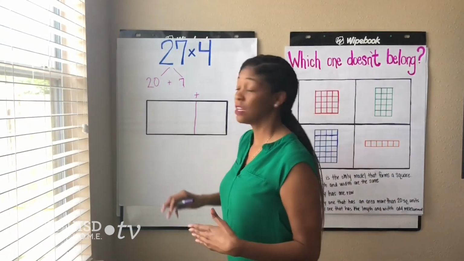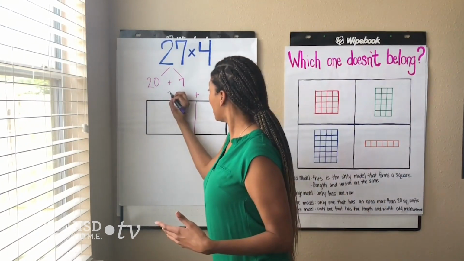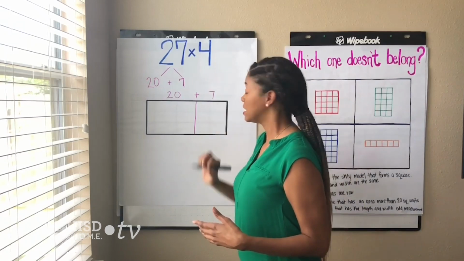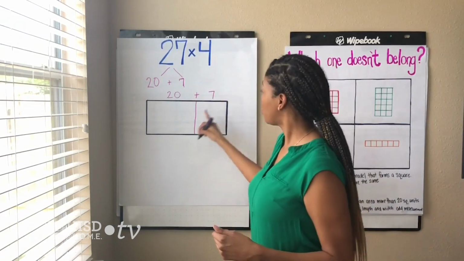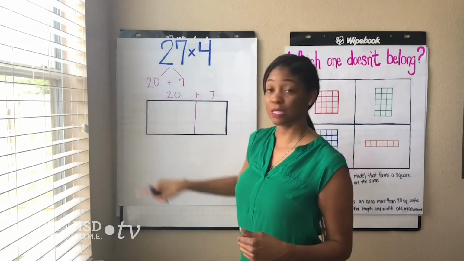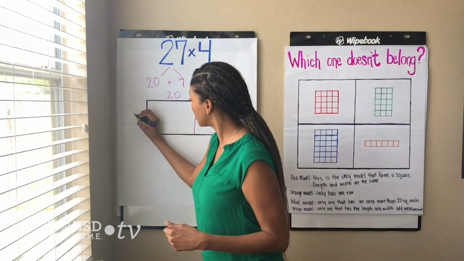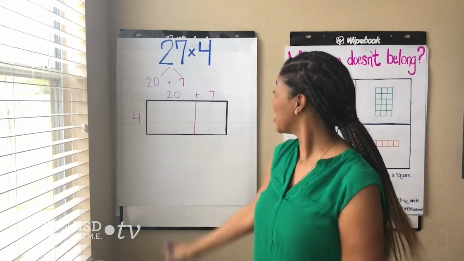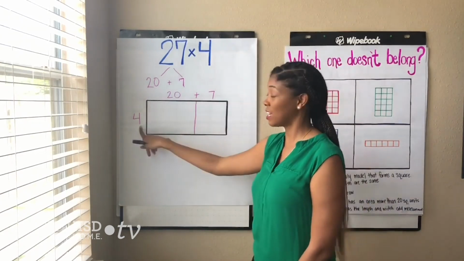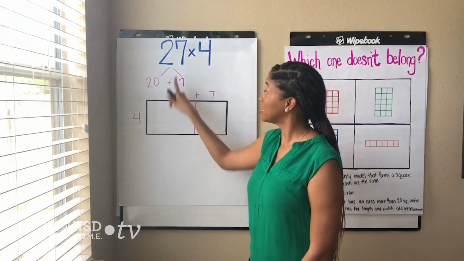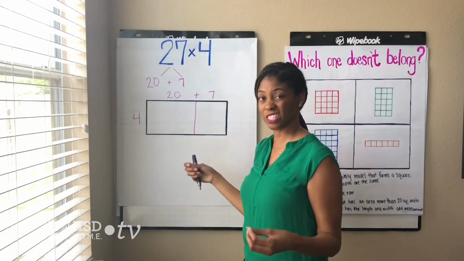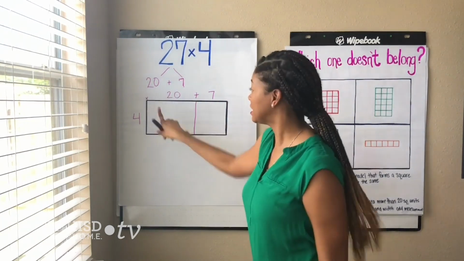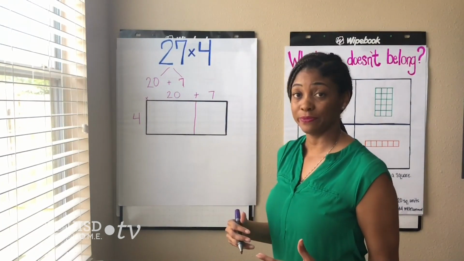And so for my first decomposed value, I have 20. And then I have plus 7 1s. And so on the outside of my partial product box, I am going to put the number 4, which is the other factor in my problem. So now I have 20 plus 7 times 4, which is the same as 27 times 4. We just decomposed it. And just so that way I can remember, I'm going to put a little multiplication symbol in the corner.